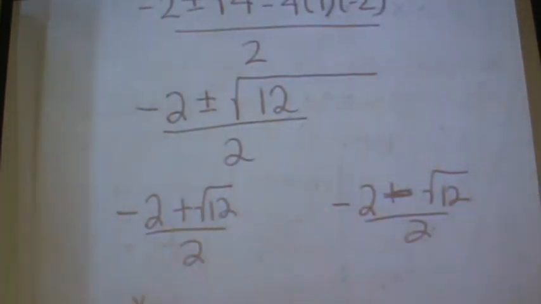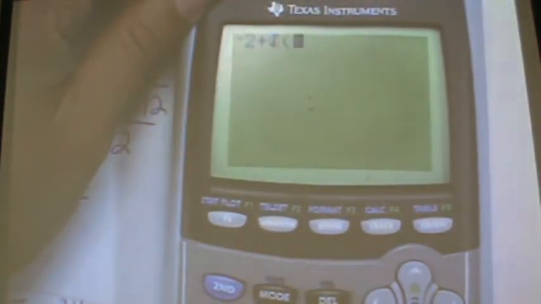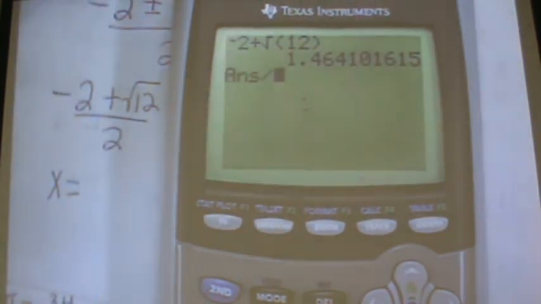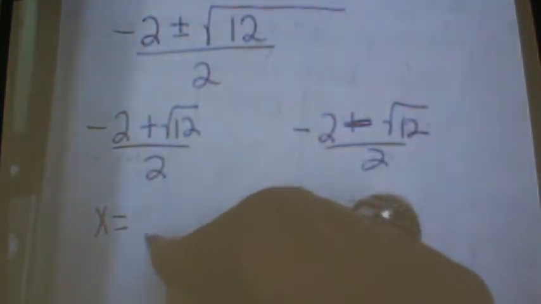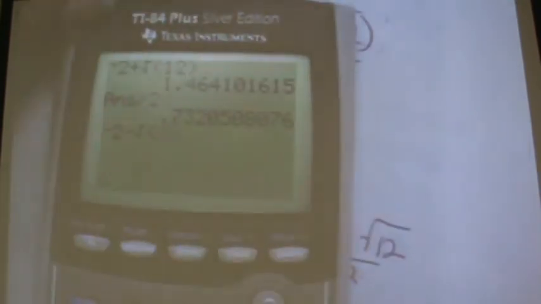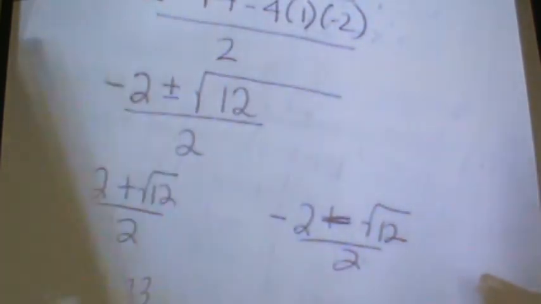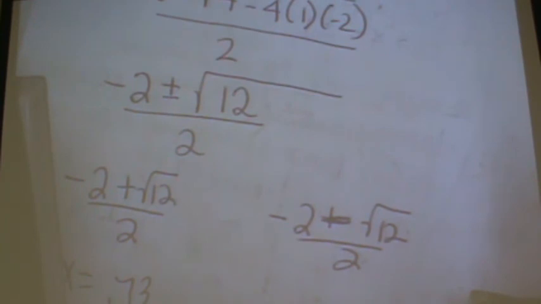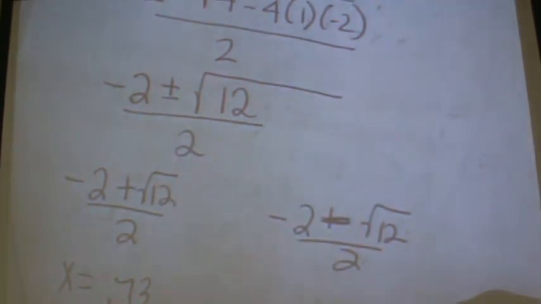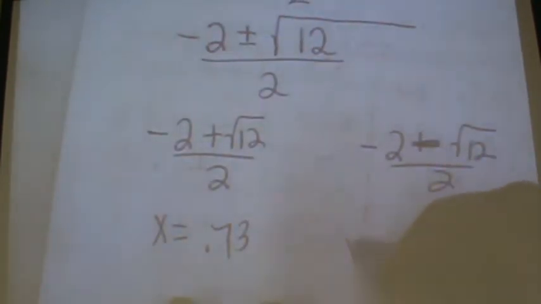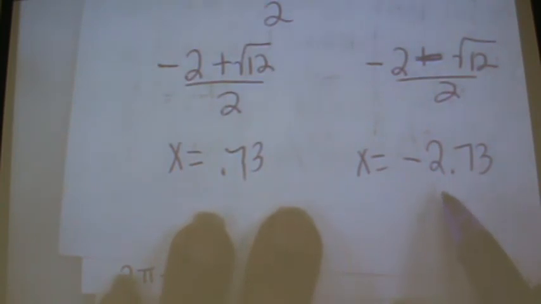Negative 2 plus the square root of 12, sorry. Divide that by 2. You get 0.73. And the other answer, negative 2 minus the square root of 12, and divide that by 2. So it's negative 2.73.